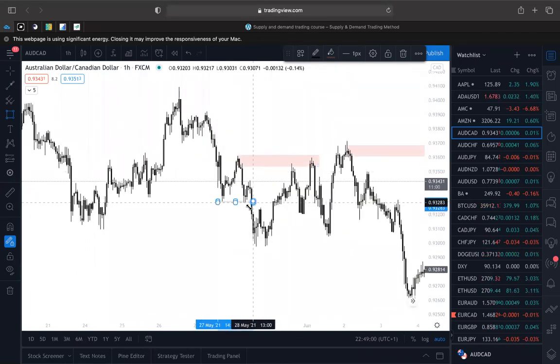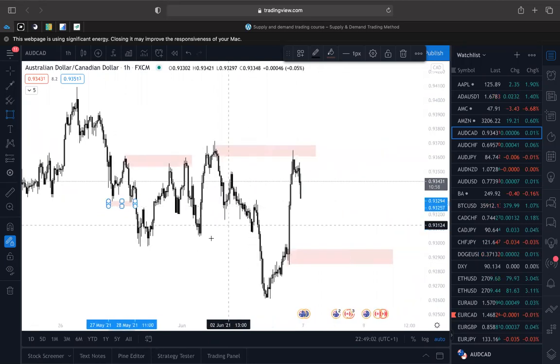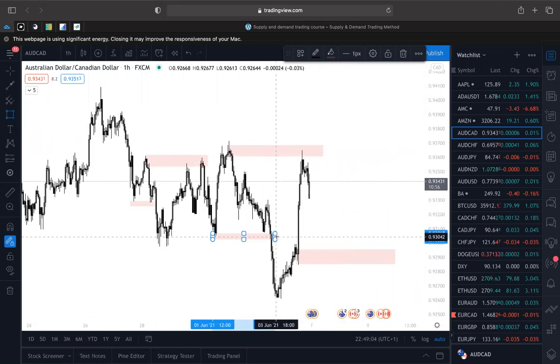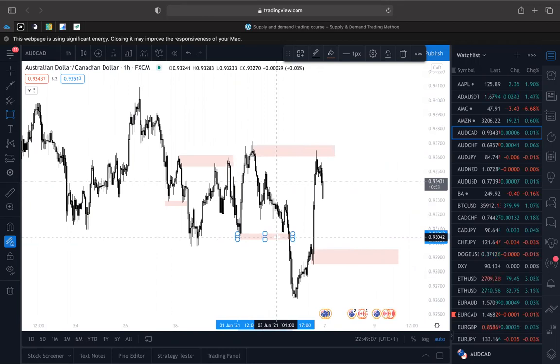Remember, we have a break of the previous resistance. Those are things that you need to look out for. You don't just look for a zone and then just sell. You need to look for the break of the previous resistance, and then you sell off that trade.